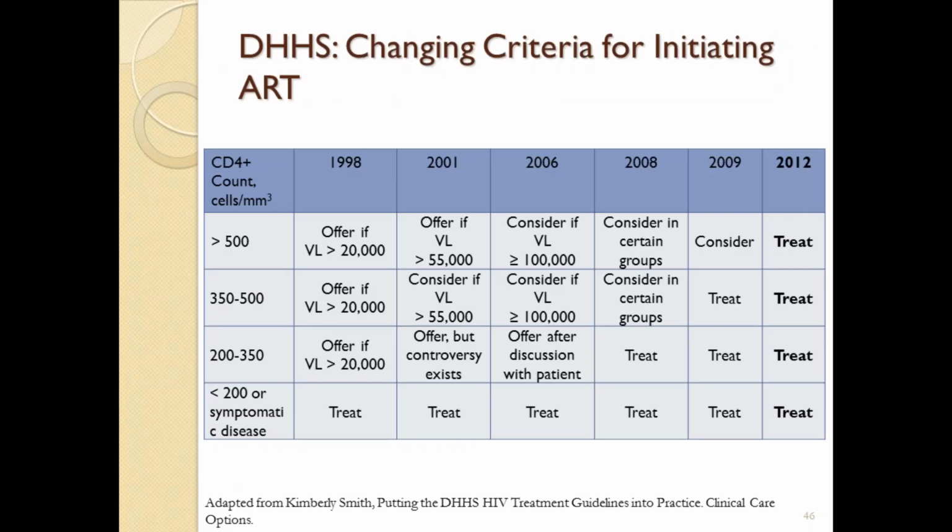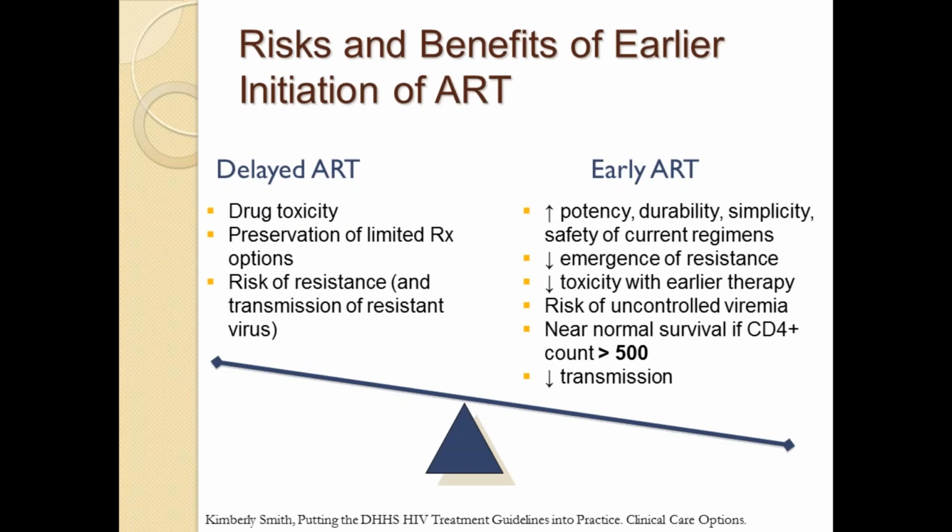So there used to be this complicated dance of, you offer it depending on the CD4, maybe it depends on the viral load. And in 2012, all of that changed, which was everybody should be treated no matter what. And the reason for this is because what we know now is that the earlier you start people on antiretroviral therapy, the lower the rates of transmission to other people. There's near normal survival if patients have CD4 counts over 500. There's also a risk associated with just uncontrolled viral replication.